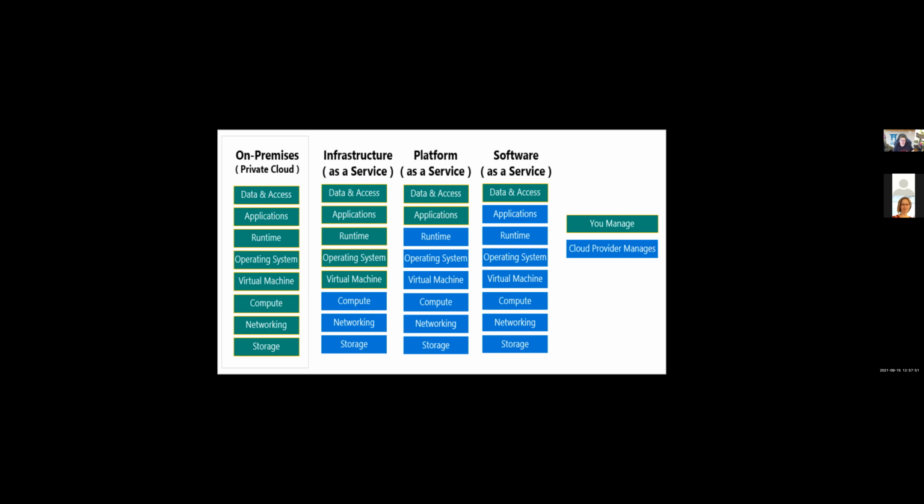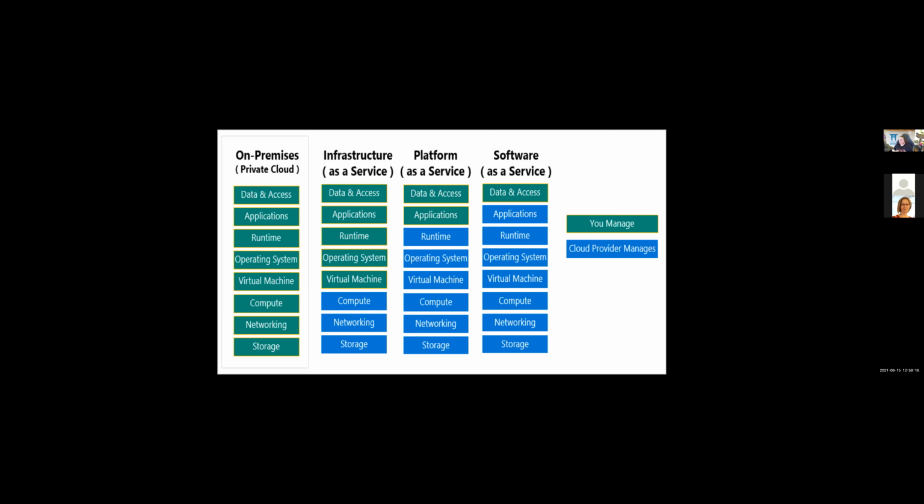Platform as a service, obviously you can see a lot more is on our shoulders. We deal with the data and the applications. They take care of everything else. Whereas with software as a service, we deal strictly with the data and access, who has access to these services and stuff like that.